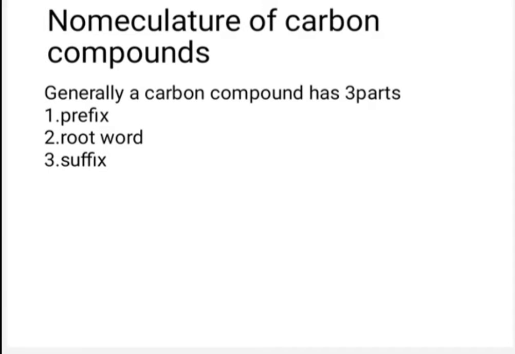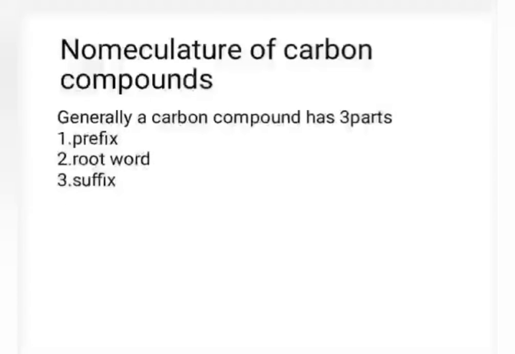Today I am going to discuss with you nomenclature of carbon compounds. Friends, in naming of carbon compounds, the name of a carbon compound has three parts, which are prefix, root word and suffix. Its name contains these three parts, like we have our first name, middle name and surname. The carbon compound also contains three parts in its name: prefix, root word and suffix.